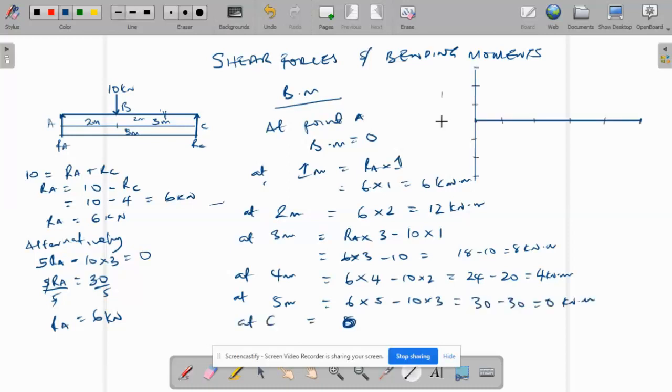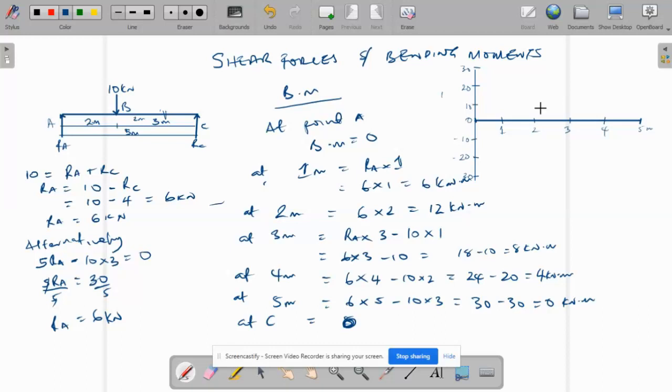so we draw our bending moment. Let's put these values down. Let's call this 0, this 10, this 20, and this 30, positive. Then this is 10, this is 20, and this is 30, negative. Here let's call this 1 meter, this is 2, this is 3 meters, this is 4, and this is 5 meters.